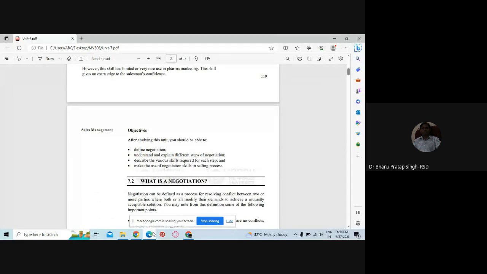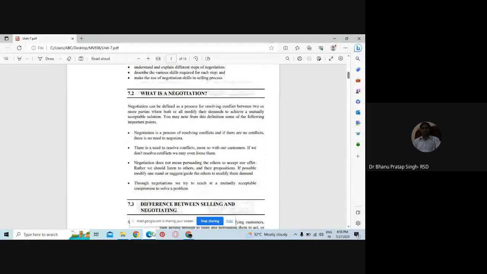First, negotiation we have discussed, but we are going to know in detail what negotiation is. Negotiation can be defined as a process for resolving conflict between two or more parties where both modify their demands to achieve a mutually acceptable solution. You may note from this definition some important points: negotiation is a process of resolving conflict. Yes, it is true.